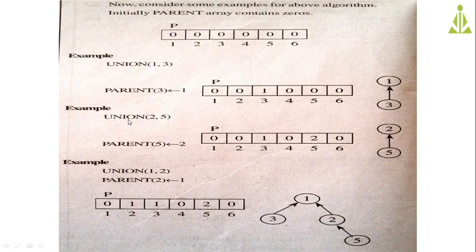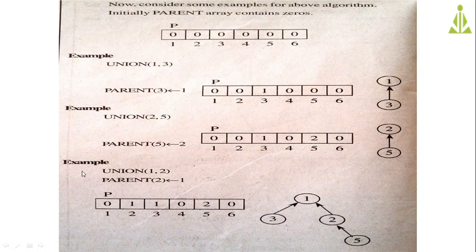Next, if we have union 2 comma 5, the parent of 5, the parent of j, is to be 2. So at the fifth element, we need to write 2. Why do we write 2? The fifth element is a leaf node and the root node is 2, so it goes there. This is how it is represented in the graph.